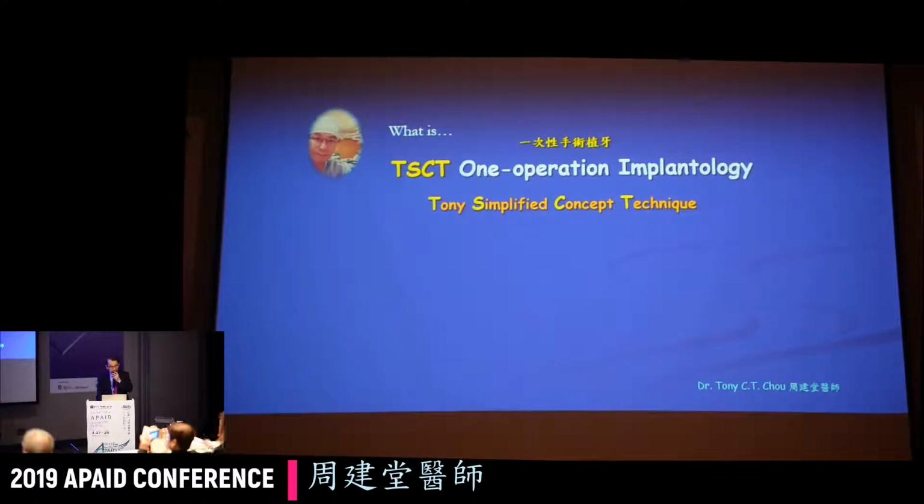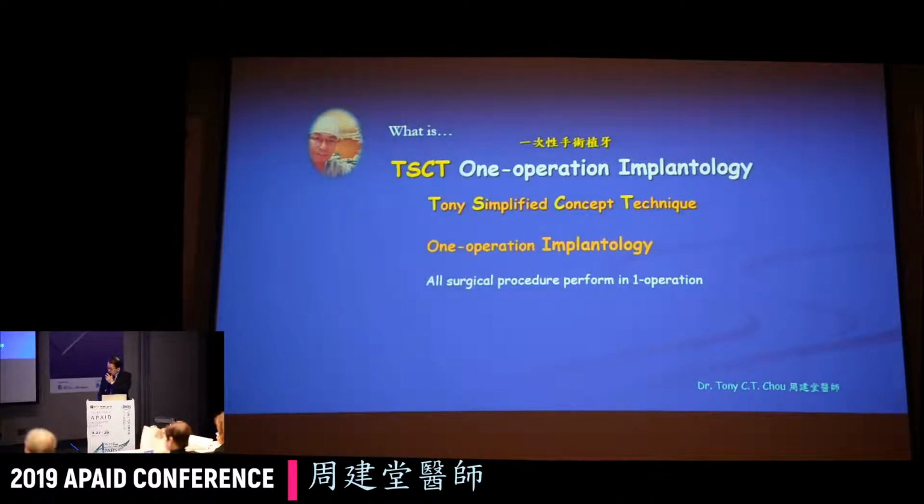I am Tony. I created this technique, which is based on my long-term, over 30 years and massive implant treatment experience. So today I will share it with you. And one operation implantology means during the implant treatment, I perform all the surgical procedures in one operation. So I also call it Tony's one operation implantology.